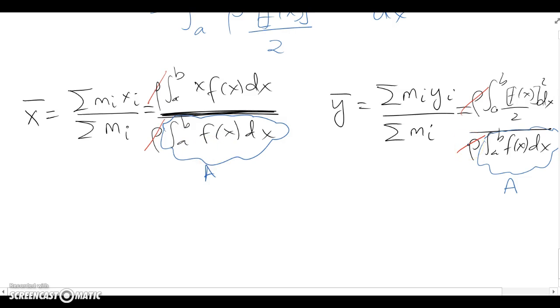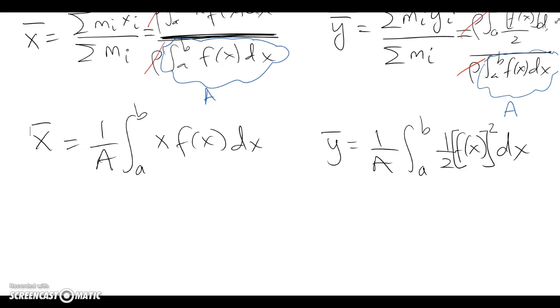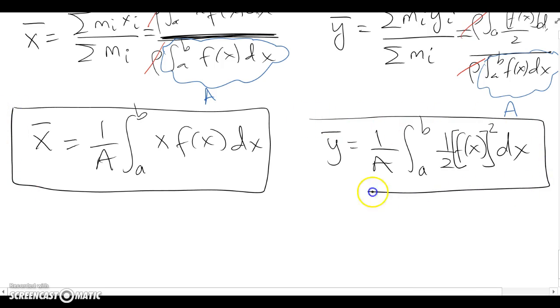We can just do them separately when we do the computation part of it. So we finally arrive at the continuous case. x bar is just going to be 1 over the area of whatever curve you're looking at, times the integral of f of x times x dx, and y bar will be 1 over the area of whatever region you're looking at, times the integral from a to b of a half f of x squared dx. And these are the two pieces that will give you the center of mass of the region.